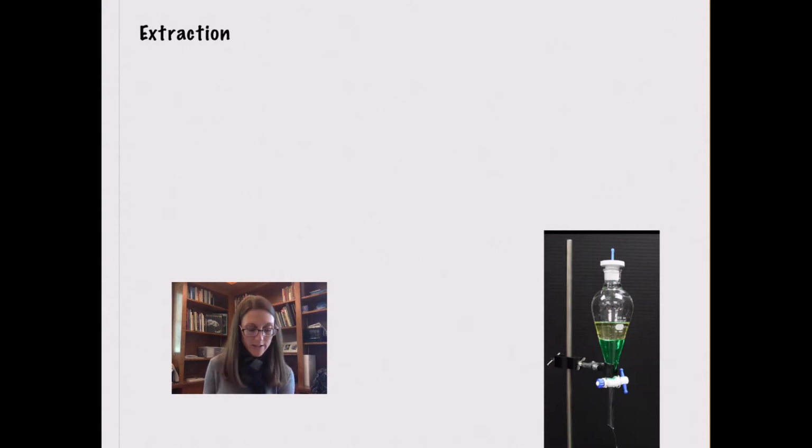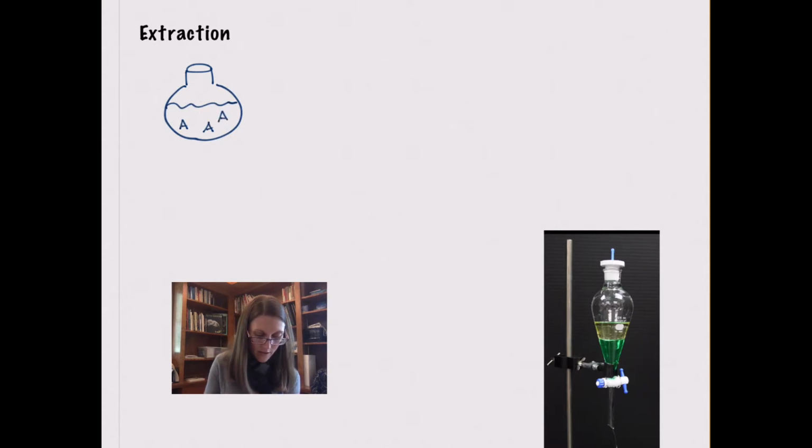So for this one, let's consider that we have a container, and I felt like drawing a round bottom flask, so you get a round bottom flask. And in this liquid, I have a mixture of component A and component B. We're going to add a second solvent with a different polarity. So maybe this was water, so I'll add something like hexanes, which is nonpolar.